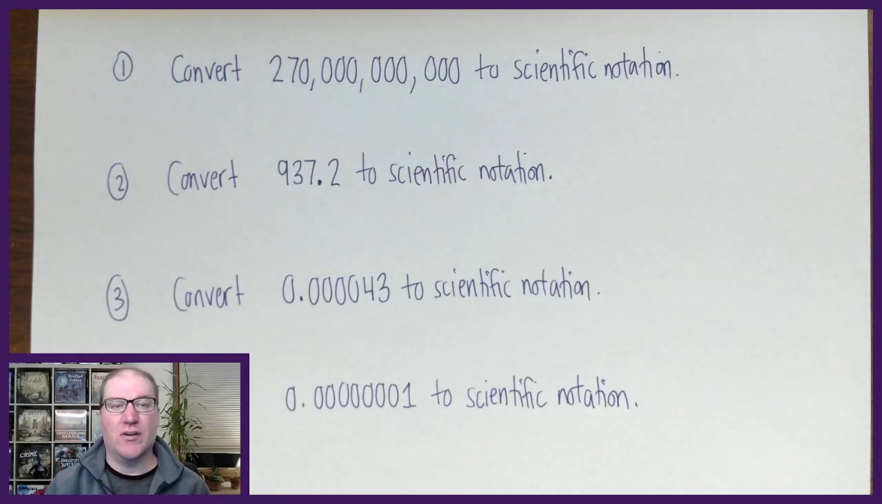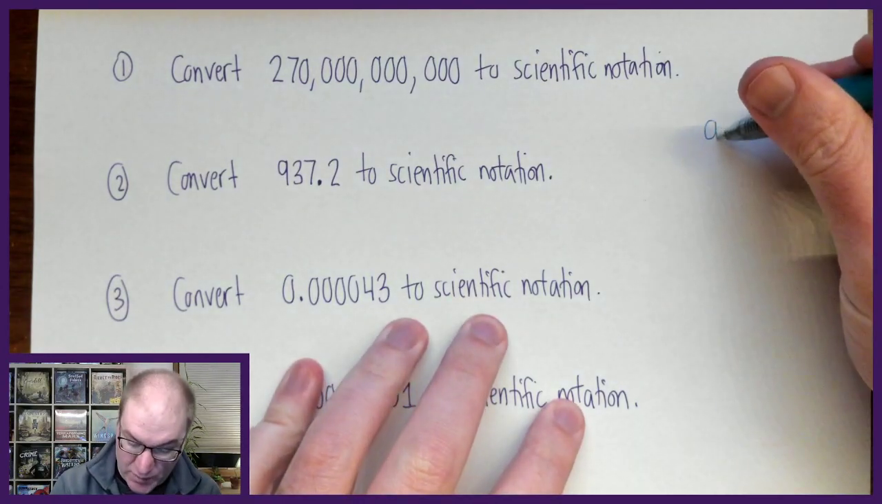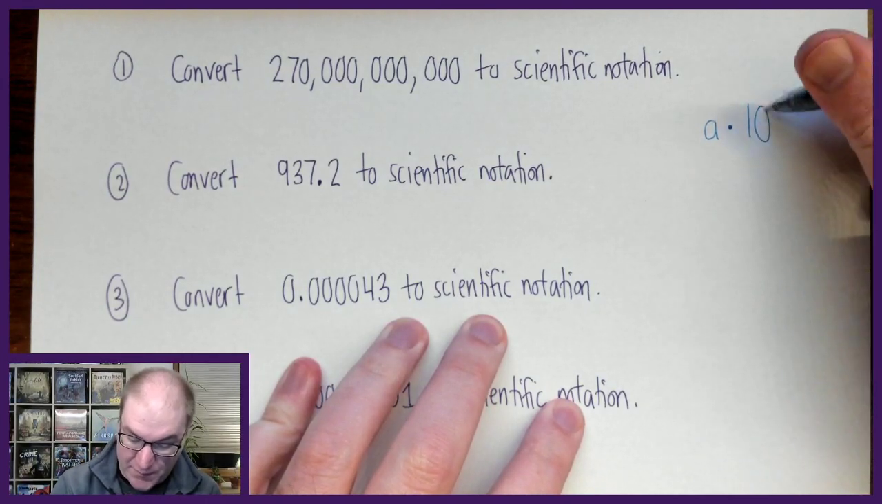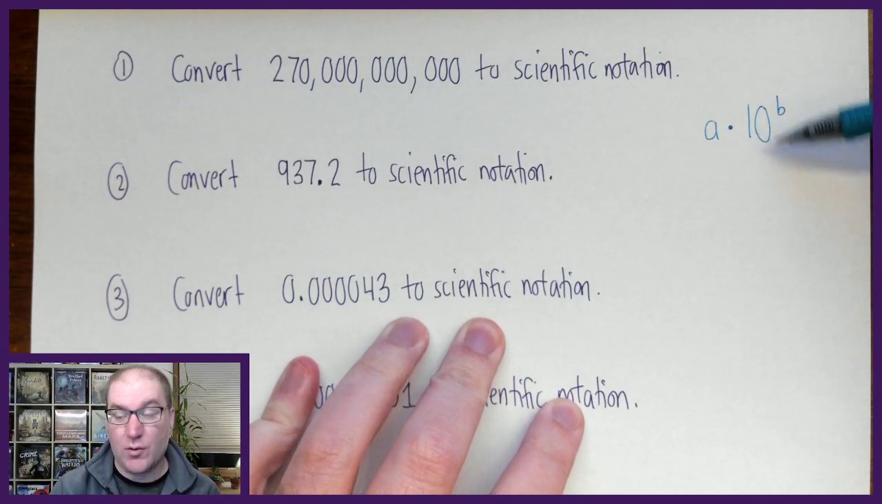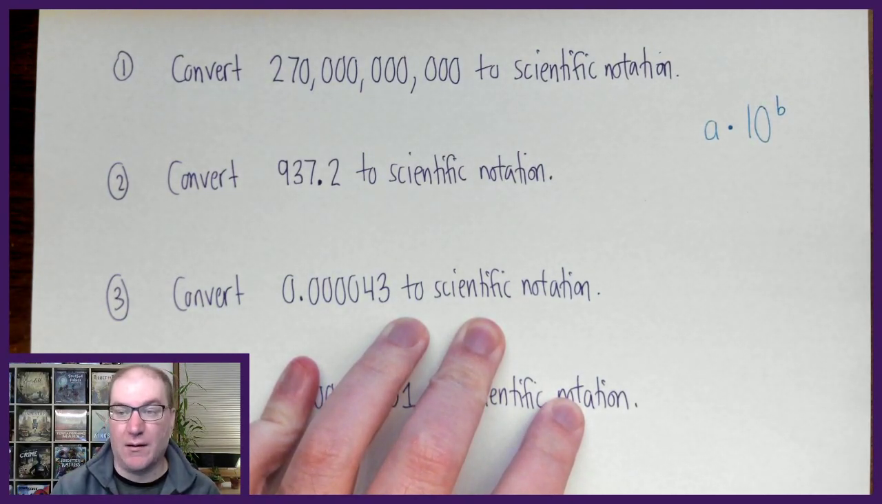In this video, we're going to look at how to change a number into scientific notation. So scientific notation is always written in this format: A times 10 to the b. So there's always a 10 in scientific notation. We always use powers of 10.